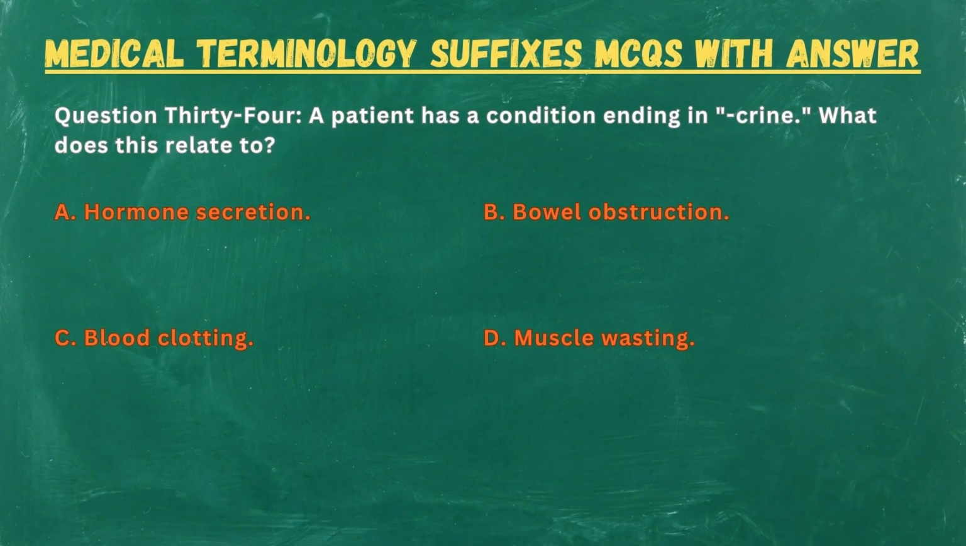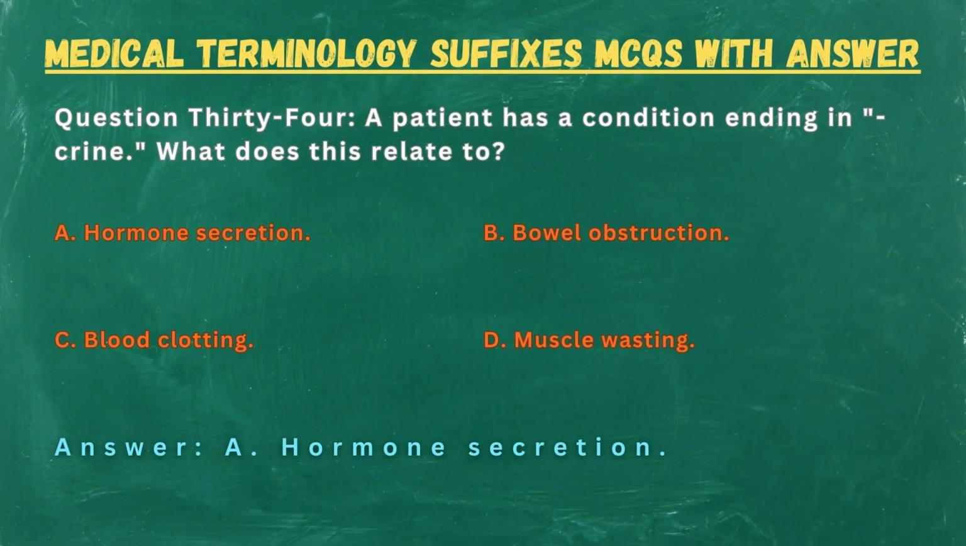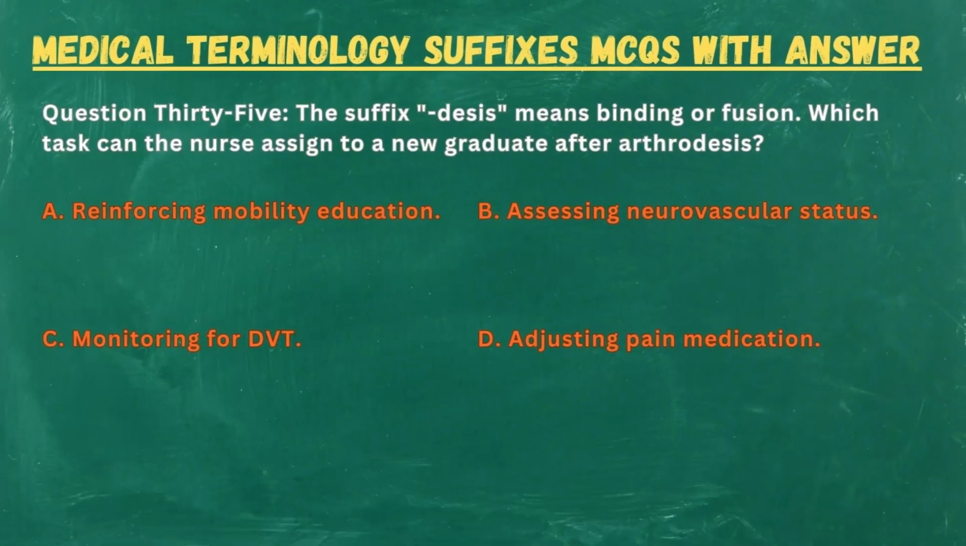Question 34. A patient has a condition ending in crine. What does this relate to? A. Hormone secretion. B. Bowel obstruction. C. Blood clotting. D. Muscle wasting. Answer A. Hormone secretion.